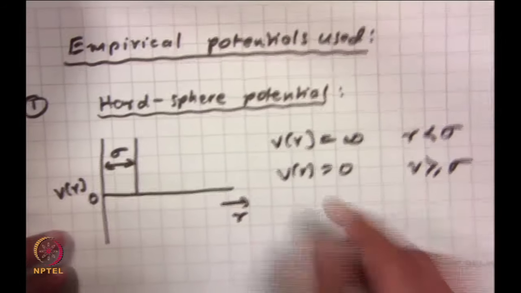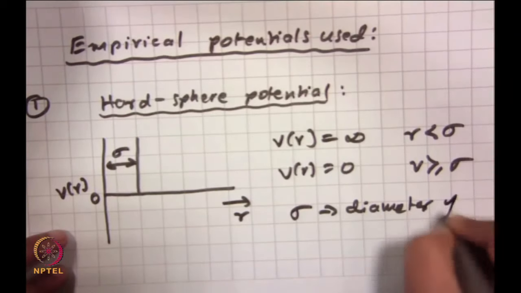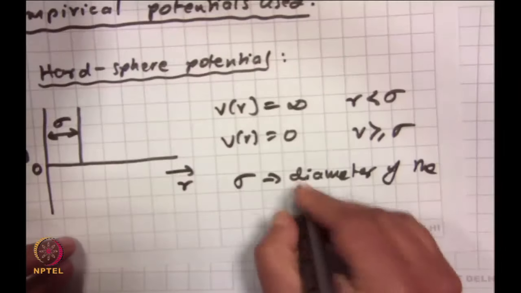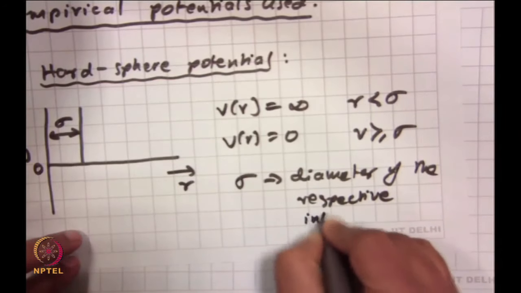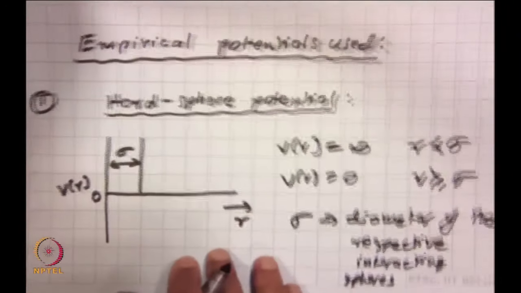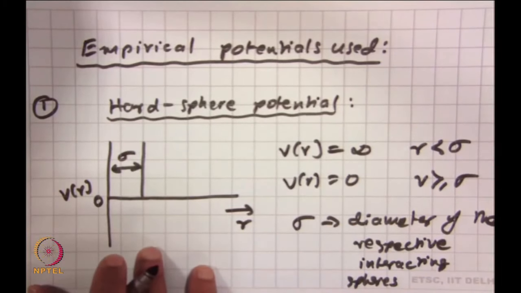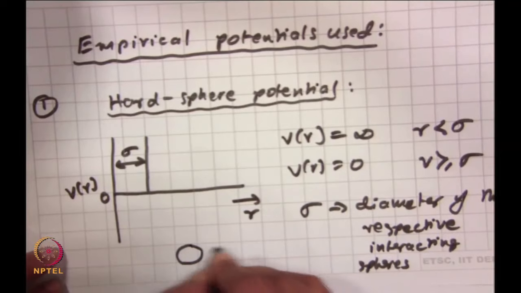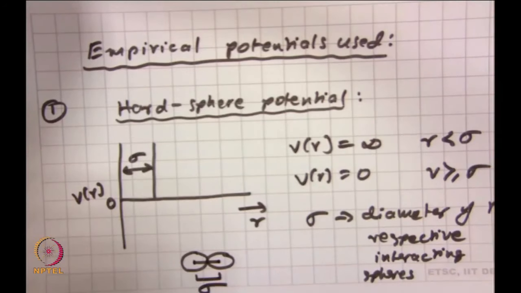Now, what is sigma? Sigma is the diameter of the respective interacting spheres. So if I have two spheres like this, this is referred to as hard spheres. These are two spheres, and I can take this distance to be sigma, when they are in touch with each other.